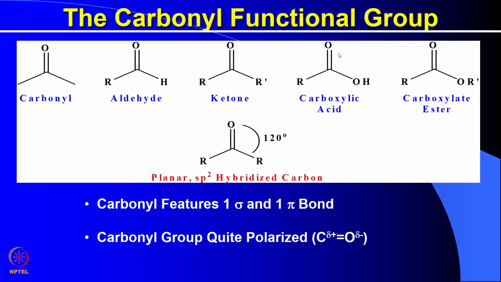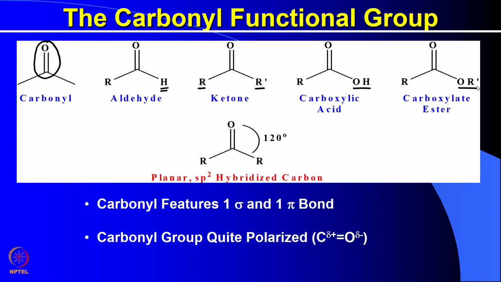By now you are familiar with various carbonyl compounds, which essentially contain a C=O group. When a C=O group contains one hydrogen, it's called an aldehyde. When you have two alkyl groups, it is called a ketone. When you have OH, it is an acid. And when you have OR, it is called an ester.